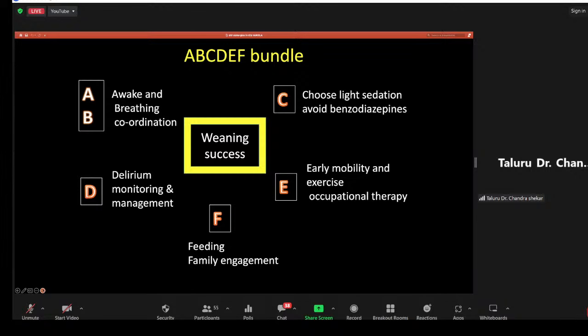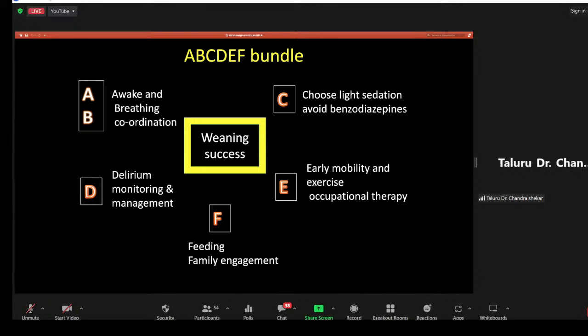E is early mobility and exercise and occupational therapy. This is the most neglected. E is the most neglected. And F is nutrition and family engagement. There is a lot of issues with family engagement. I have seen that many ICUs are too rigid. They have 1 hour, 2 hours time in the morning and evening.